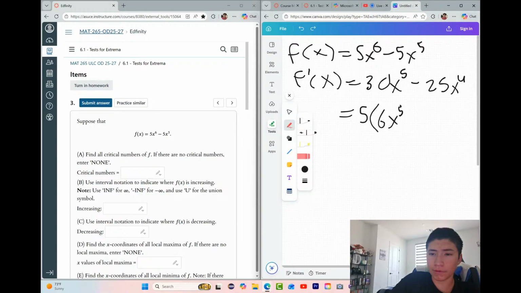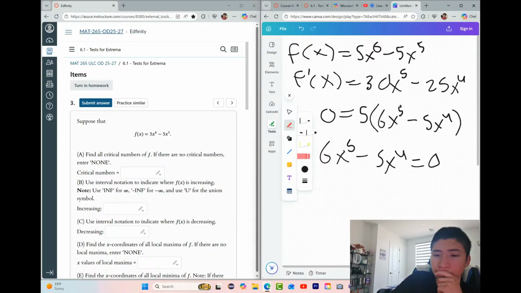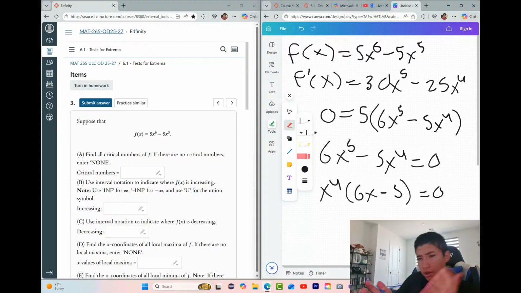Oh, we could have also factored an x. Okay, it's fine. So we know that this is equal to 0. So we know that 6x to the power 5 minus 5x to the power 4 equals 0. Well, okay, fine. Let's just go for it. 6x minus 5. Okay, that looks better.